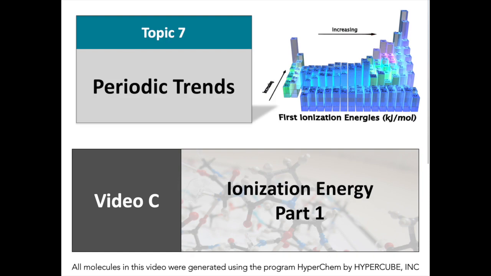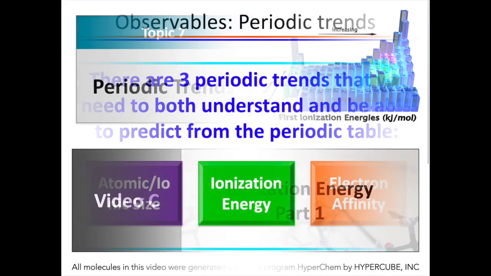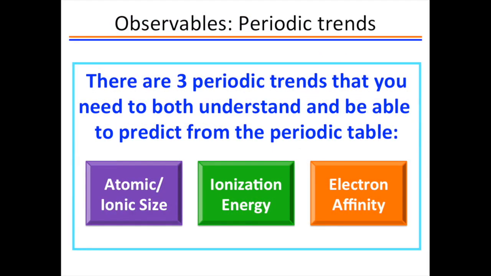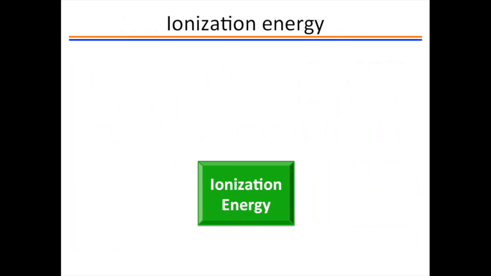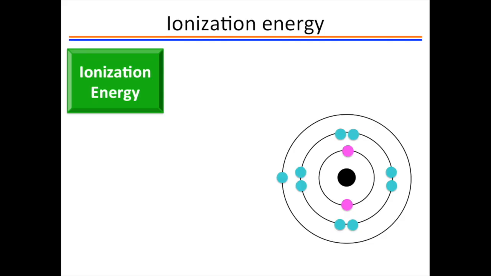Good morning, students. This is Topic 7, Video C, Ionization Energy, Part 1. We continue our study of periodic trends. There are two we haven't looked at yet. Let's turn our attention to ionization energy.